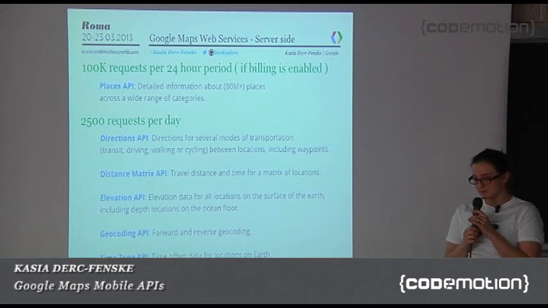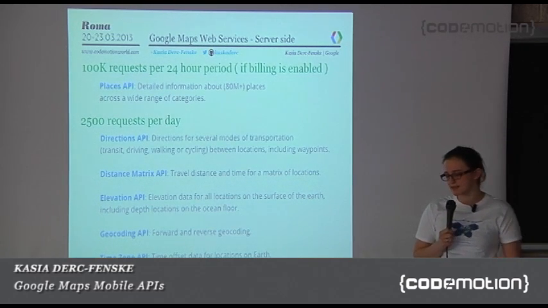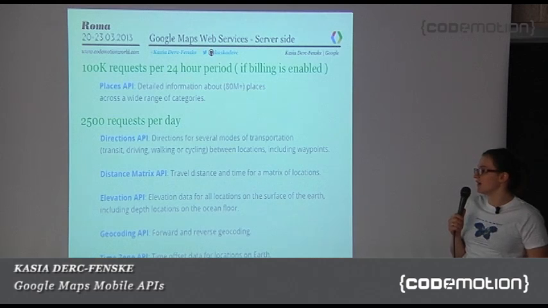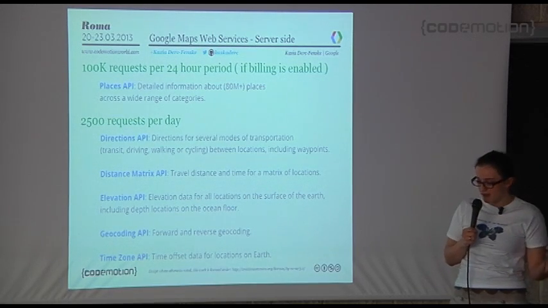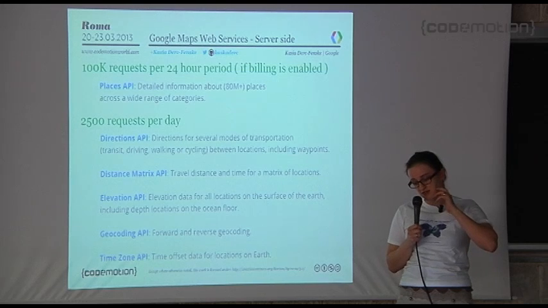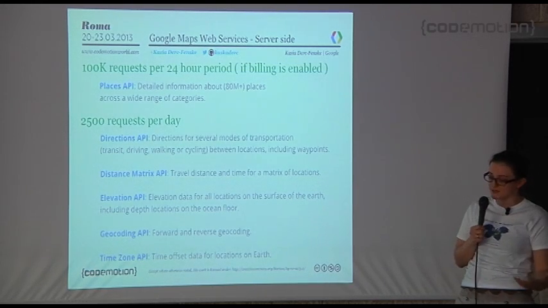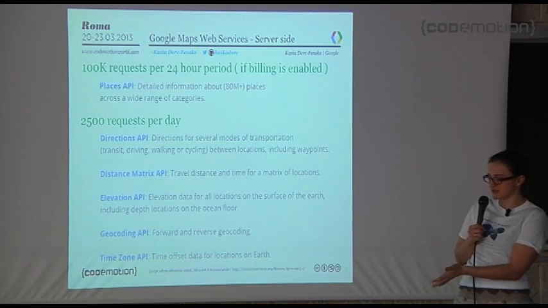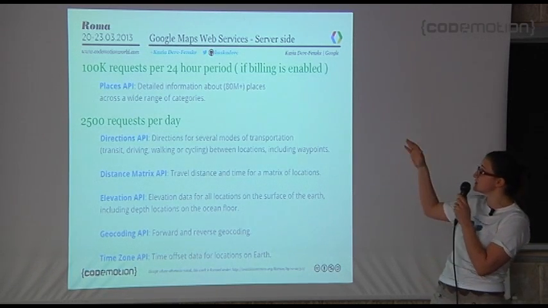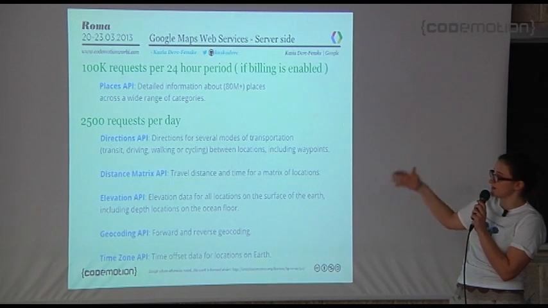So I mentioned web services. We don't yet provide directions and geocoding, but distance matrix and places API in the SDK. So what you can do is use the web service and create an endpoint for your application to use them. But it's important to know that there are certain limitations to that. So these are the limitations.